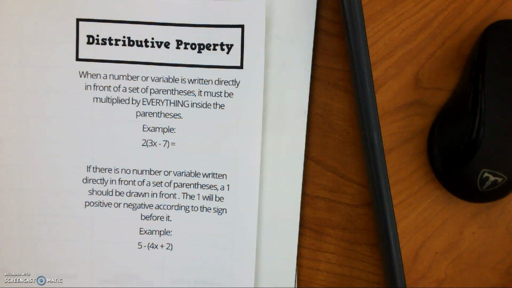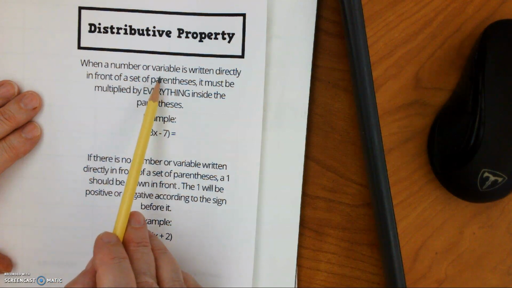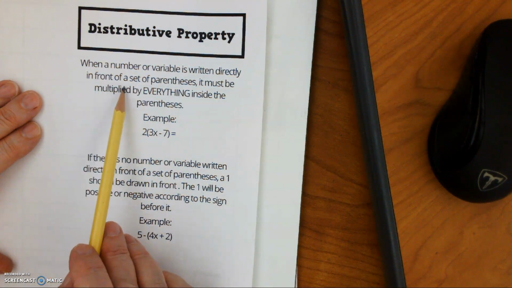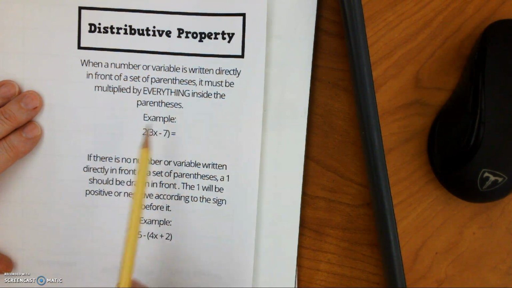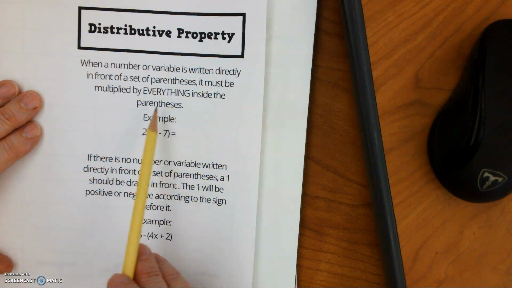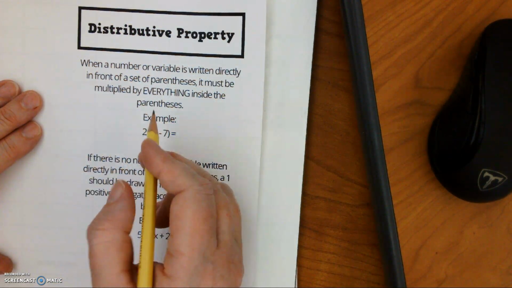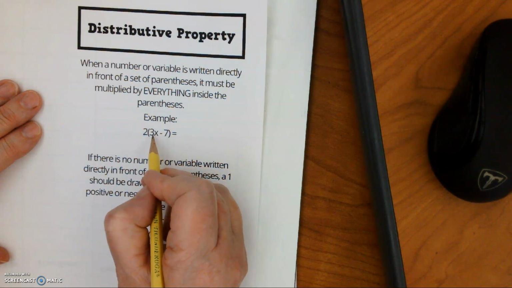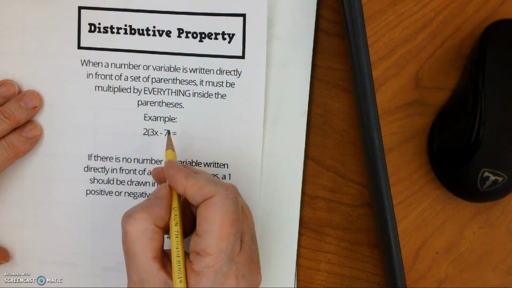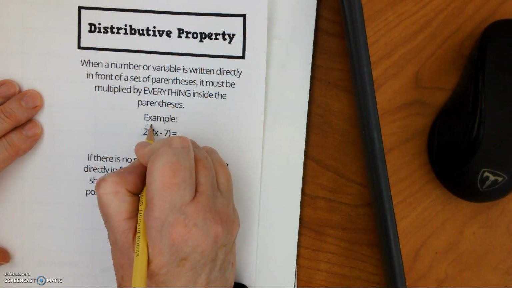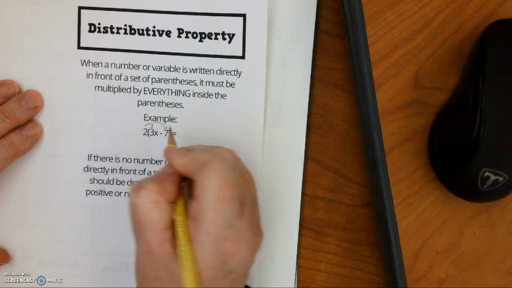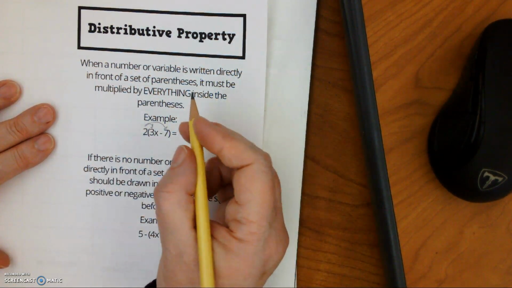Okay, this video is about the distributive property, and it's going to be a little bit about combining like terms. So first, when a number or variable is written directly in front of a set of parentheses, it must be multiplied by everything inside the parentheses. So 2 is multiplied times 3x minus 7. Now, I like to make a little arrow here so that I know that it's being multiplied by those.